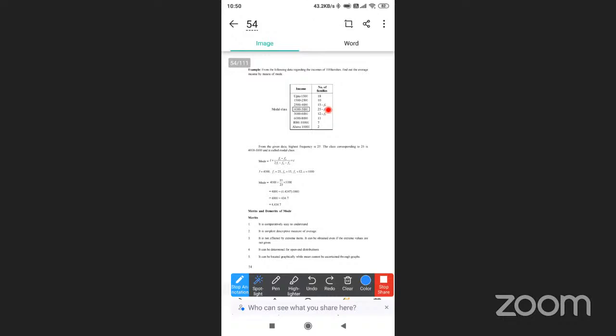From the given data, the highest frequency is 25, which is denoted by F. F1, the frequency of the class above the modal class, is 15. You should write F1 equal to 15. F2, the frequency of the class below the modal class, is equal to 12. The class corresponding to the highest frequency 25 is 4000 to 5000, which is called the modal class. So L is equal to 4000, the lower limit. Now substitute the values, which gives 4434.7. Do the problem.